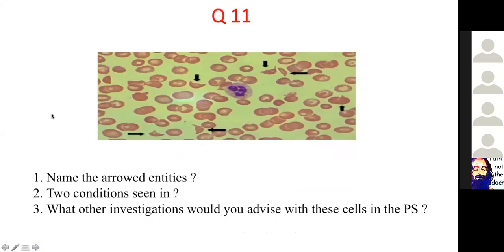Name the arrowed entities. Two conditions where you see these arrowed entities. What other investigation would you advise with these cells in the peripheral smear? So please look at the peripheral smear carefully. Two conditions and other investigations.